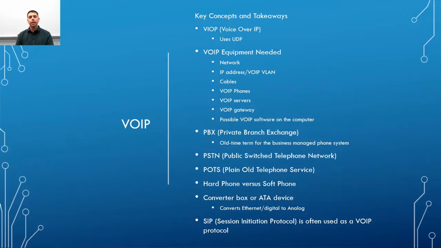VoIP. So VoIP is voice over IP. It uses UDP, as a side note, which, as we've learned before, is the IP protocol that does not require checking on the packets. If you remember TCP, it checks to make sure that the packets are arriving in the proper order and being reassembled in the proper order. UDP doesn't care, it just shotgun blasts those packets out, and whatever the receiver gets, the receiver gets. And that's how voice over IP is transmitted.